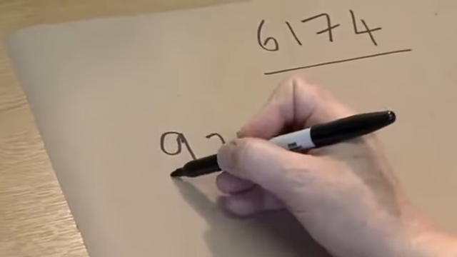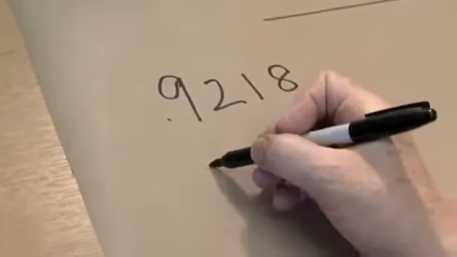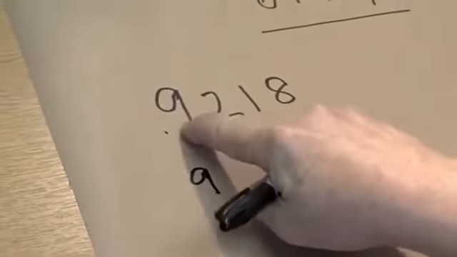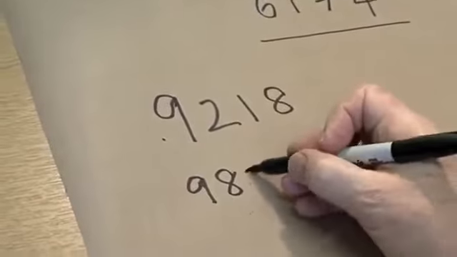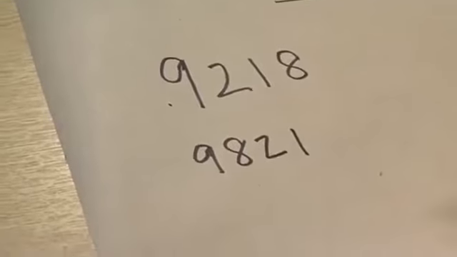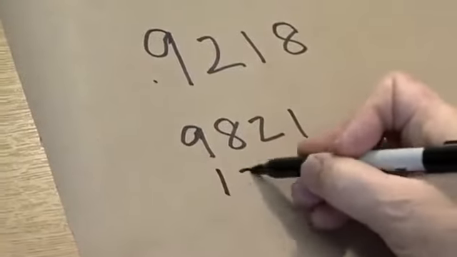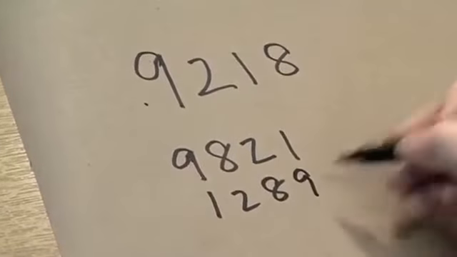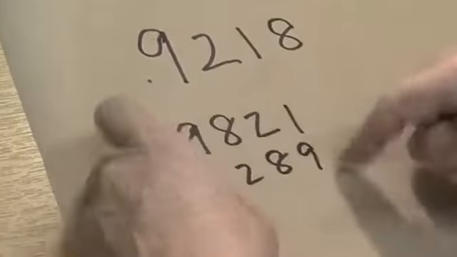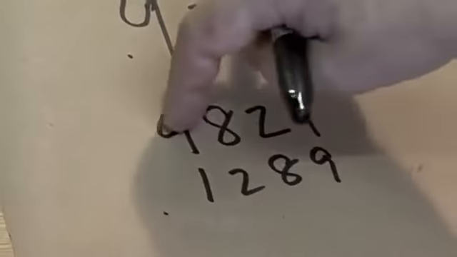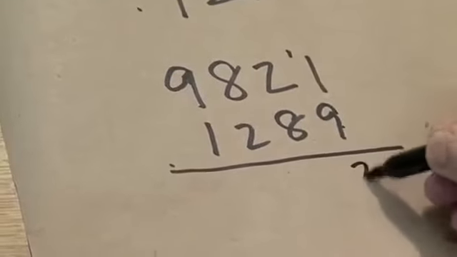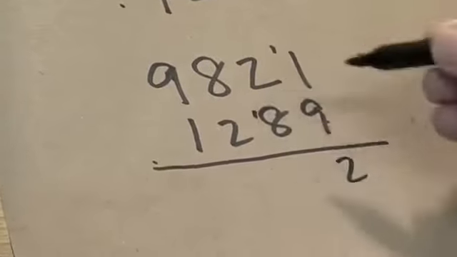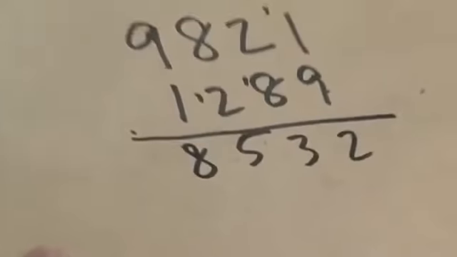Now the first thing you do with this is to put that in order, the largest number first, then the next largest, then the next largest, and then the smallest, and then the other way around, 1289. I've rearranged these digits highest to lowest, lowest to highest. And then you take this away from that, and I get 8532.